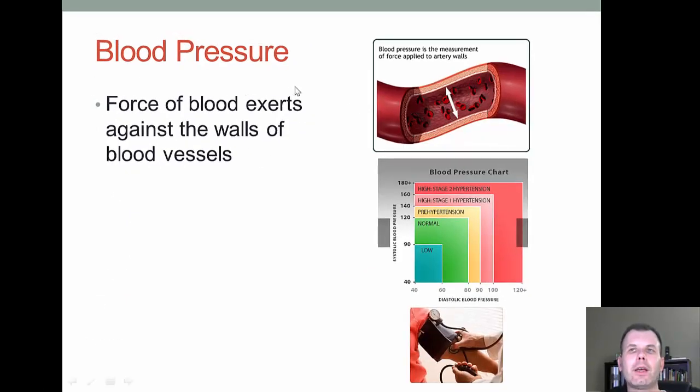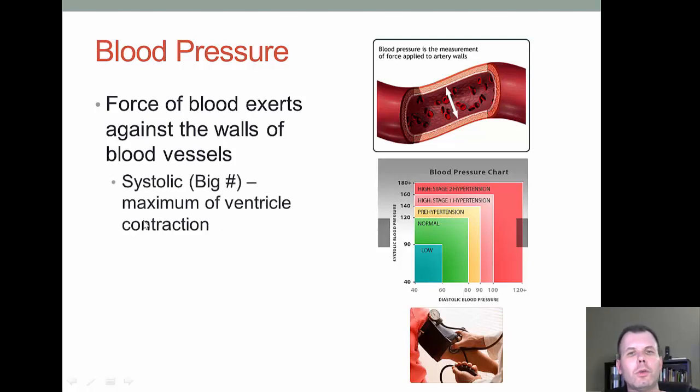So the last thing I want to talk a little bit about is blood pressure. Blood pressure is basically the amount of force your blood exerts against the walls of the blood vessels, okay? A lot of us have different stages of blood pressure, so you should monitor your blood pressure and what's going on. So a normal blood pressure, you can see here, is in the range of 90 to 120 over 60 to 80, and that's normal blood pressure.